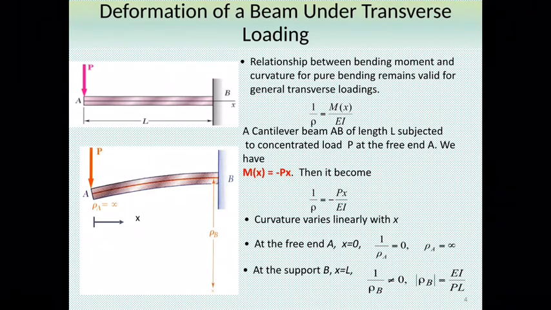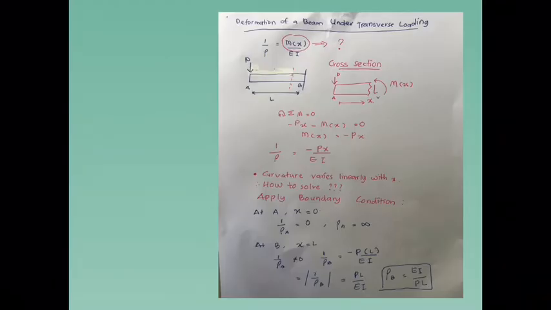Deformation of a beam under transverse loading, I will explain after this slide. Deformation of a beam under transverse loading. First, you have to state the relationship between bending moment and curvature for pure bending. The general equation is 1 over rho is equal to Mx over EI.